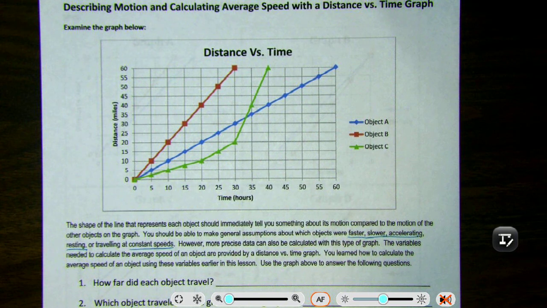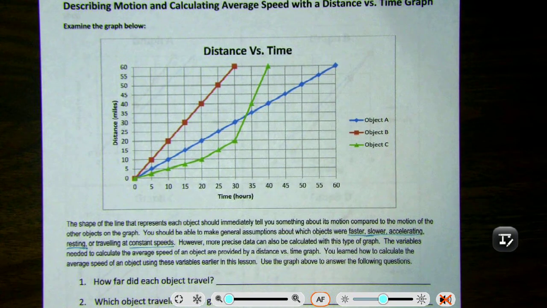The variables needed to calculate average speed of an object are provided by a distance versus time graph. You learned how to calculate the average speed of an object using these variables earlier in this lesson, and we've practiced it a ton. So use the graph above to answer the following questions.